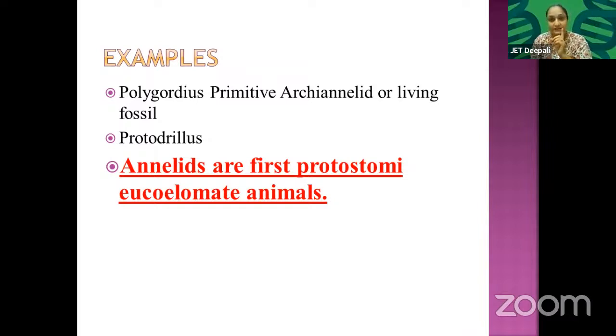Protodrilus, annelids. See, the red one is very important. Annelids are the first protostomic eucoelomate animals. We have studied about deuterostomes and protostomes. Now, protostomic animals are starting from the annelids. As we move towards the higher phyla, protostomes are starting from the annelids.